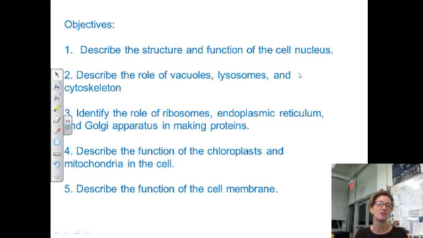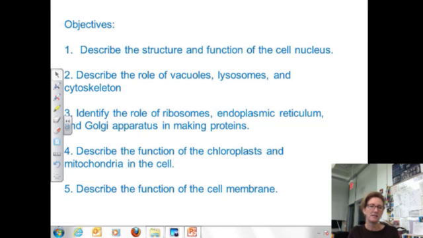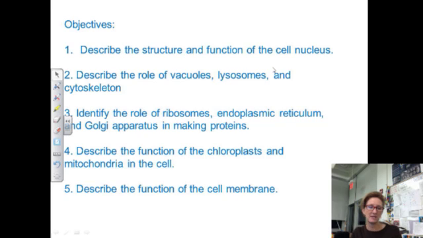So we have several objectives. The first one is describe the structure and function of the cell nucleus, describe the role of vacuoles, lysosomes, and cytoskeleton, identify the role of ribosomes, endoplasmic reticulum, and Golgi apparatus in making proteins, describe the function of the chloroplasts and mitochondria in the cell, and also describe the function of the cell membrane.